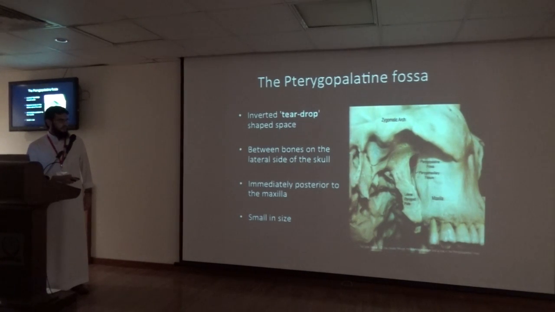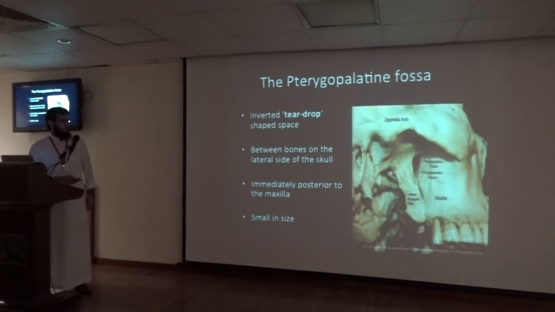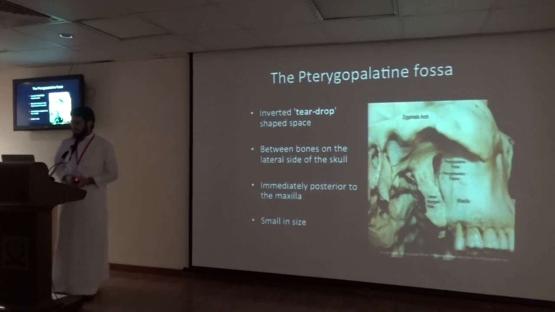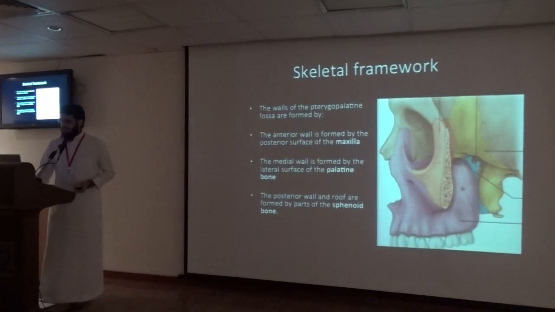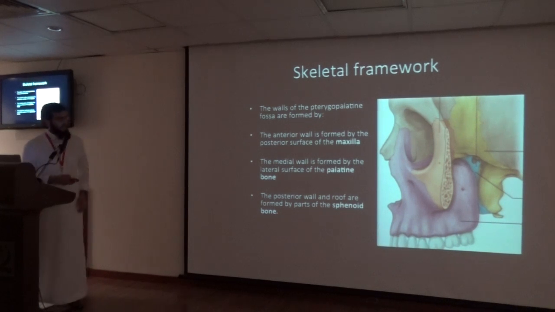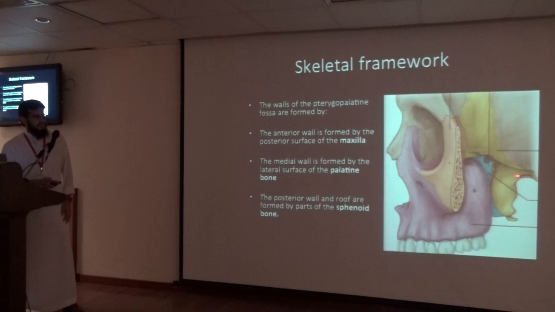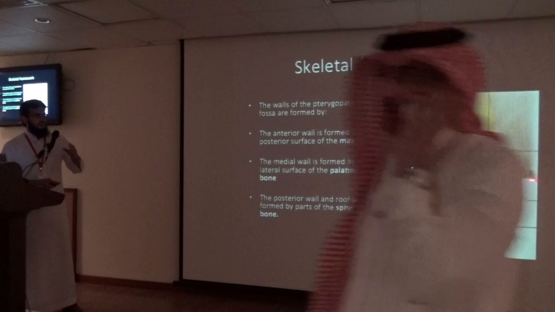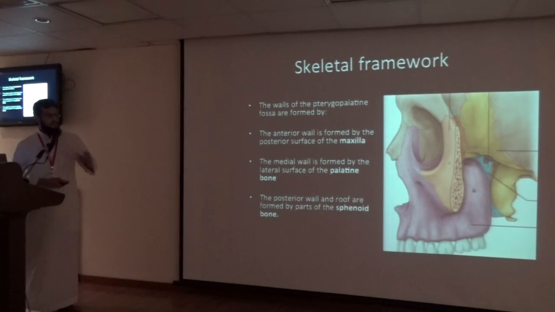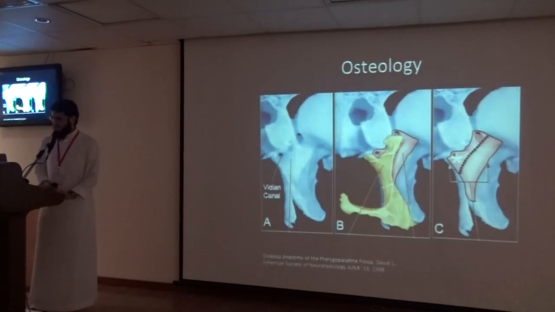Osteology from the lateral skull view. It is small in size, and it contains neurovascular structures that we will show in a while. This diagram will show you the boundaries of the pterygopalatine fossa from the lateral view. You can see it's bounded anteriorly by the posterior wall of the maxillary sinus, purple in color, posteriorly and superiorly by the pterygoid process, and medially by the palatine bone, as we will see in more detail.